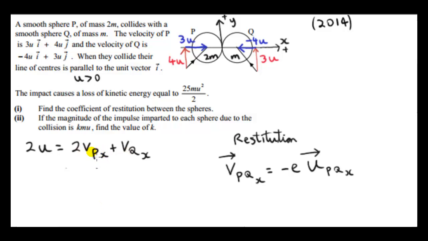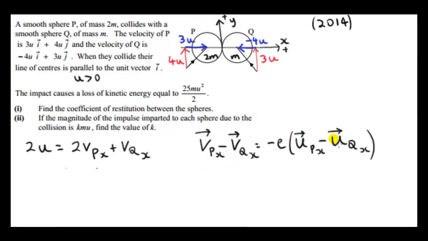Okay, so we've got an equation with two unknowns. u is the given. We want to get each of these quantities in terms of the given quantity u. So next we apply Newton's law of restitution. So here is the relative velocity of P with respect to Q in the x direction immediately after the collision. We know that that's minus the coefficient of restitution times the initial relative velocity of P with respect to Q in the x direction. So e is what we actually want to find.